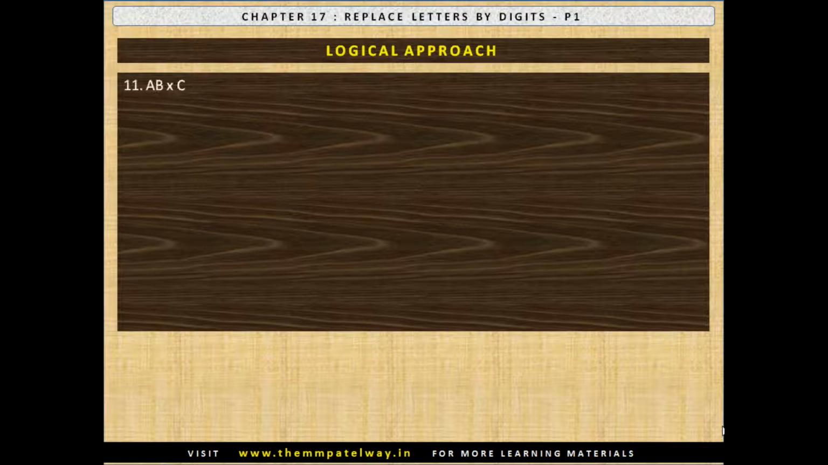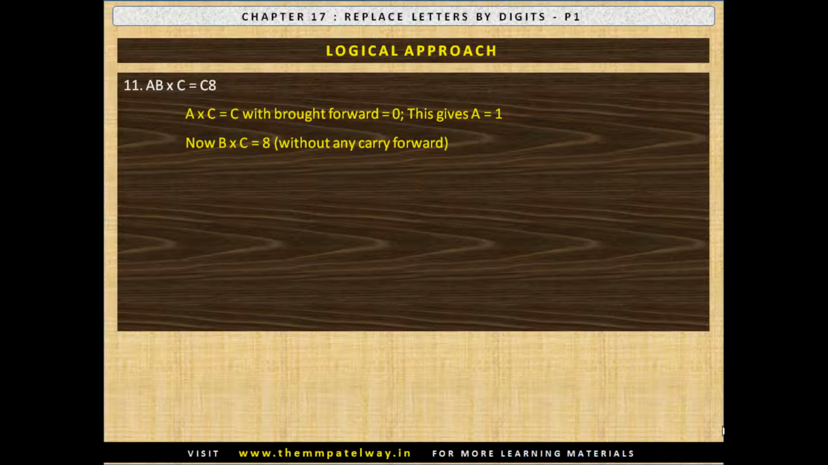Number 11. AB into C equals C8. Here A into C should be equal to C with carry forward equal to 0. This gives A equals 1. Now B into C should be equal to 8 without any carry forward. Hence the values of B and C will be either 2 and 4 or 4 and 2. Therefore we will have two possible answers.